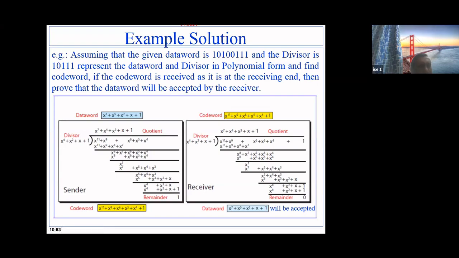Okay, so now you have to multiply this divisor by x cube to bring x to the power 7 here. So if you multiply by x cube, this becomes x to the power 7 plus x to the power 5 plus x to the power 4 plus x cube. So this goes off, and I'll be getting x to the power 5, x to the power 4, and x to the power 3.